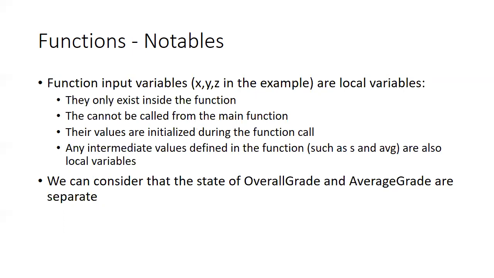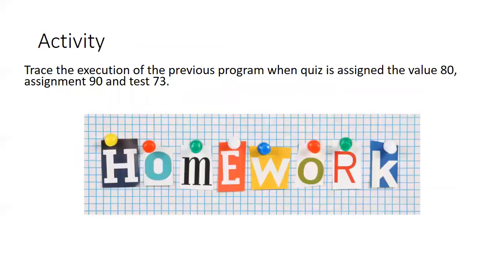Their values are initialized during the function call. When we call them, we set them up. During the function, they might change, but they're all going to be gone as soon as we hit the return.